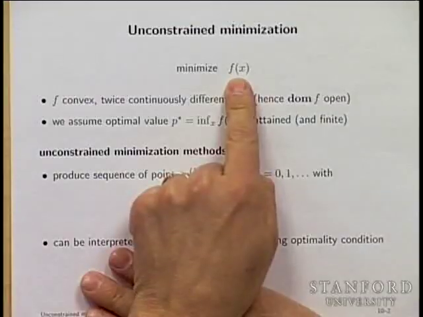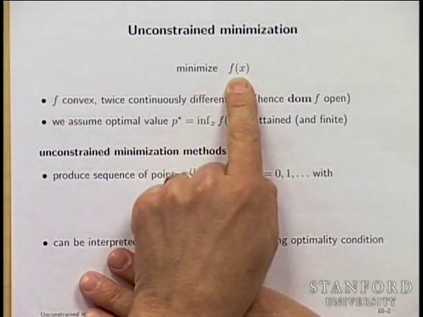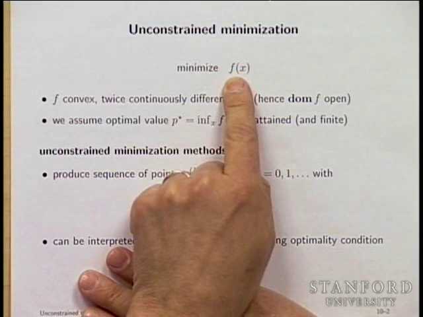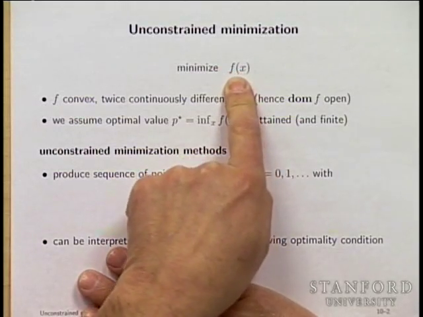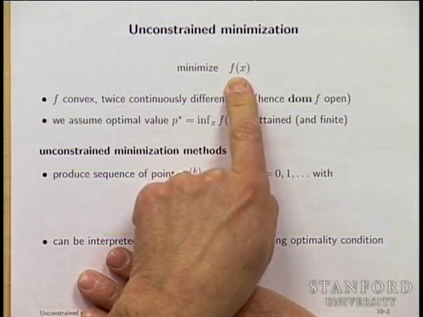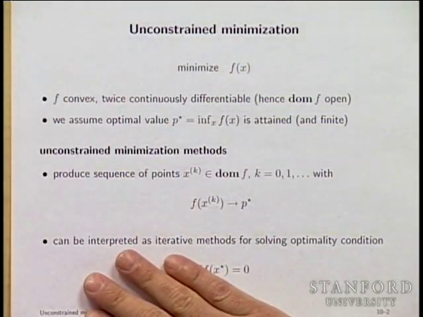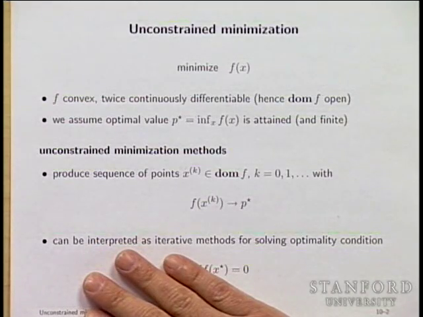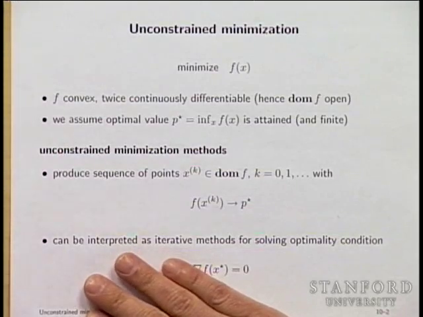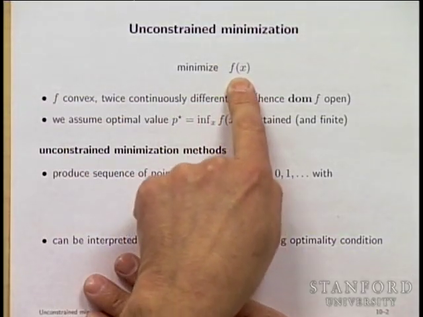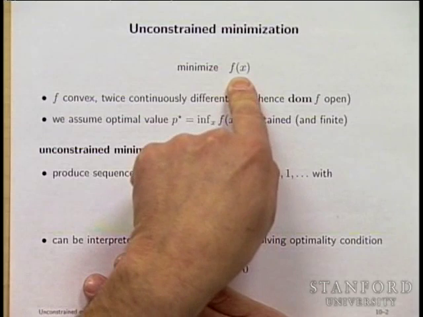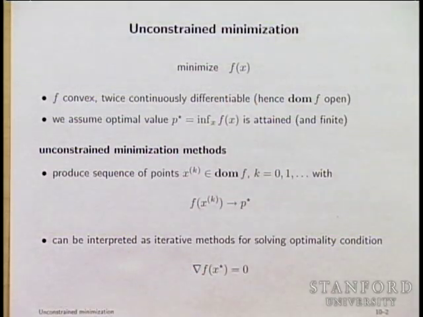Let's look at unconstrained minimization. So here the problem is very, very simple. You just want to minimize a non-quadratic smooth convex function, that's minimize f of x. Of course, minimizing a quadratic is very simple. You can do it by solving a linear equation, because the gradient of f is affine, and so you set that equal to 0. That's a linear equation. So we're interested in minimizing non-quadratic smooth convex functions.